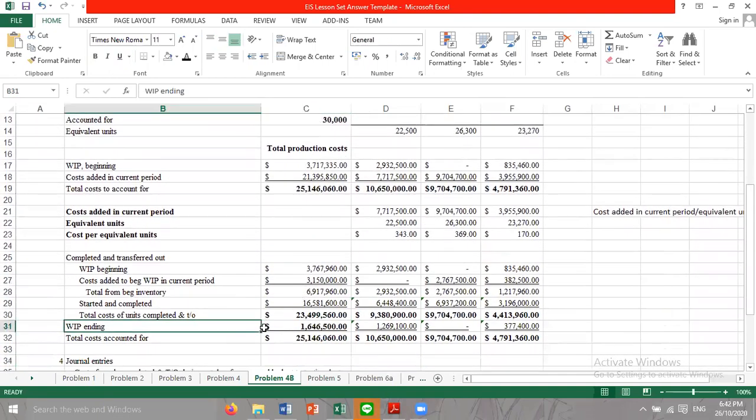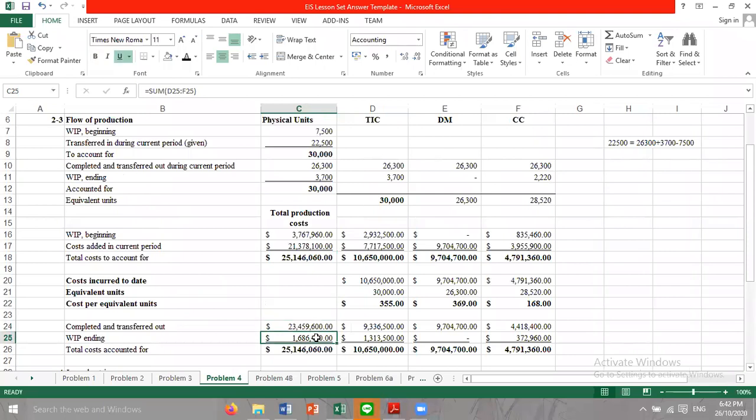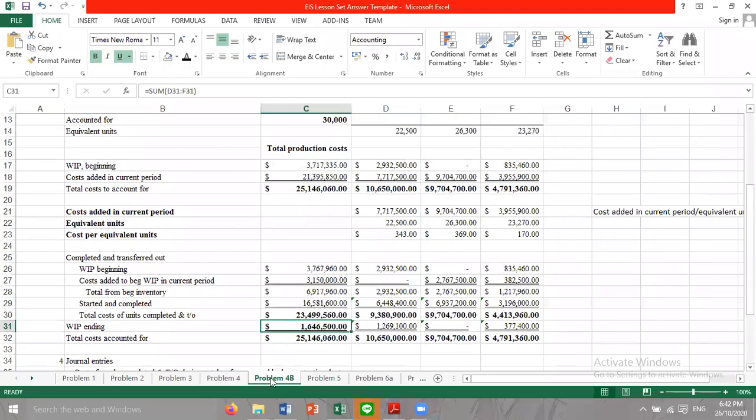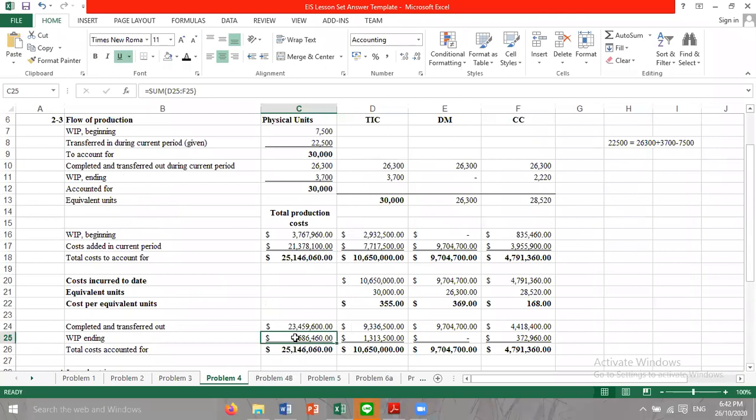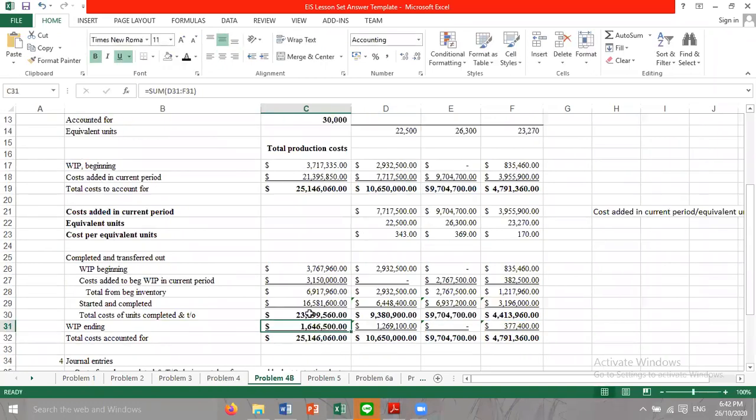Here you can see that 1,646,000 is allocated to WP ending for FIFO, while for weighted average it is 1,686,000. A little bit different. As you can see, the allocation is different. For weighted average, completed and transferred out is allocated 23,459,000, while for FIFO it is 23,499,000. So that's a little bit of information.